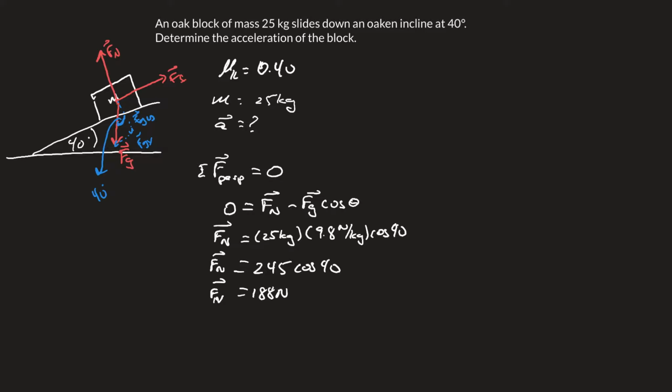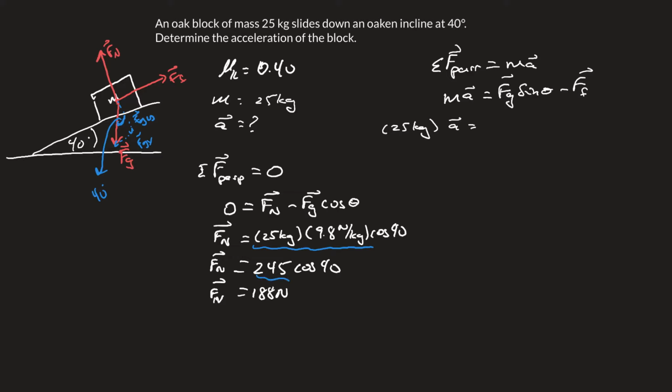Next up, we can solve for the parallel. So the sum of all the parallel forces is going to be equal to ma. And that ma, if we take a look at all the parallel forces that we have, is Fg sine theta minus Ff. So start to plug in what we know. We have 25 kilograms, we're searching for a, Fg sine theta. So mass times g, which we just solved here, it's going to be the same value, which gives us 245, sine theta, minus Ff. Now recall that Ff is equal to mu k times Fn. So we know mu k, which is 0.40, and Fn we just solved for, which is 188 newtons.